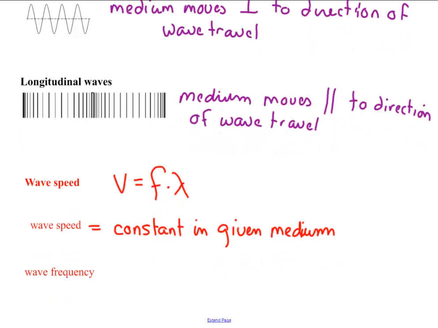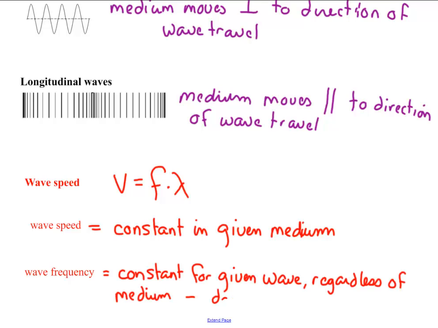For wave frequency, for a particular wave, the frequency, or the number of waves or cycles per second, is constant for a wave, even if it goes from one medium to another. So it doesn't change if the wave crosses a boundary from one medium to another.